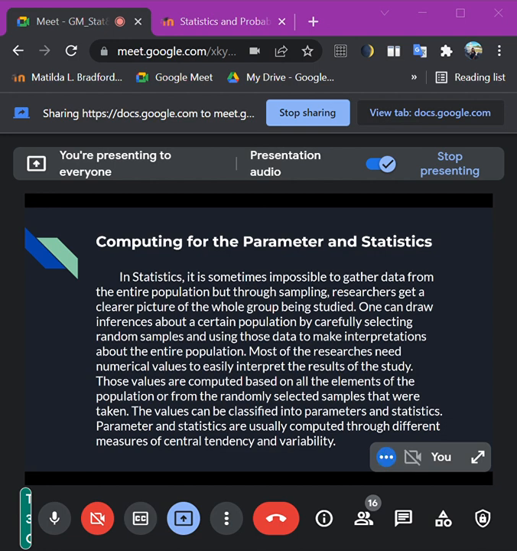So let's take a look first. What are the measures of central tendency and measures of variability? If you can still remember your grade 7, grade 8 lessons, what are the measures of central tendency? Anyone?